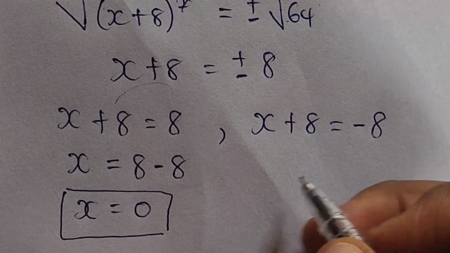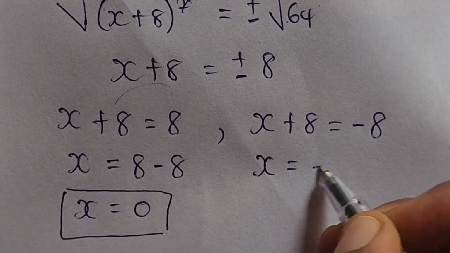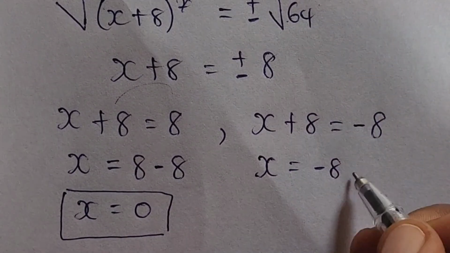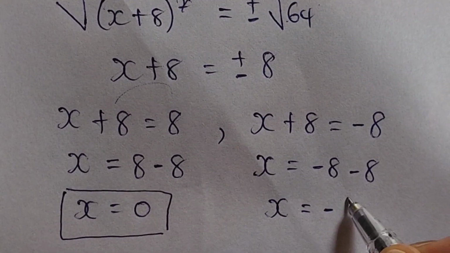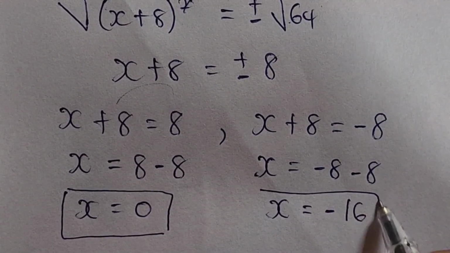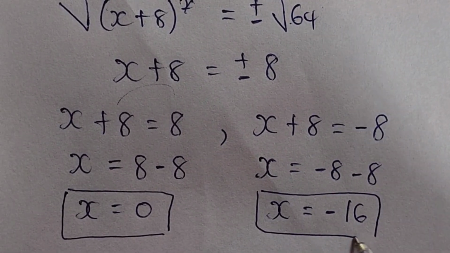And from here we have x + 8 equal to −8. When this crosses over, we have minus 8. So our x is equal to −16. So this is the second value of x.